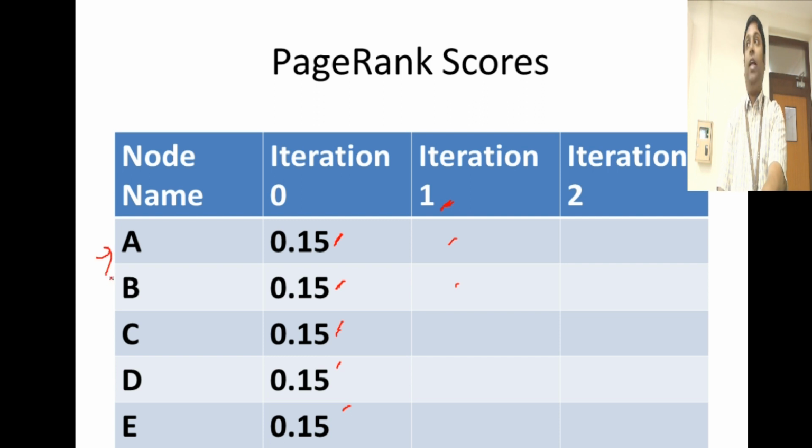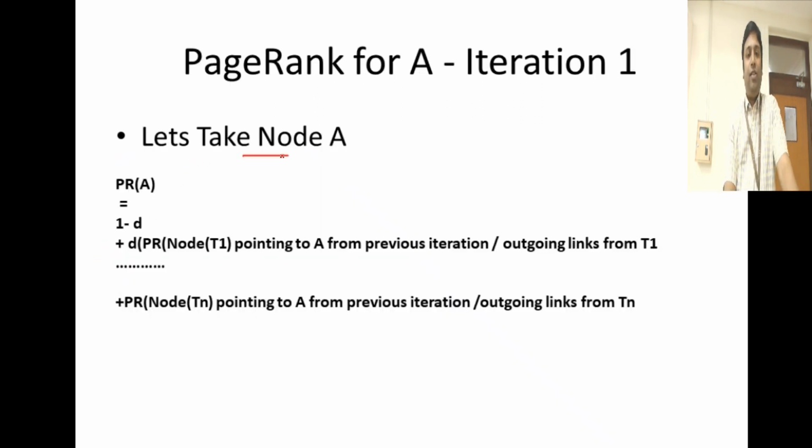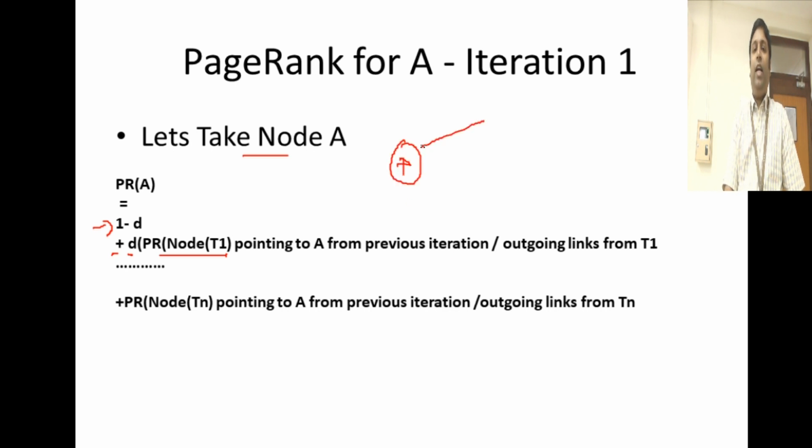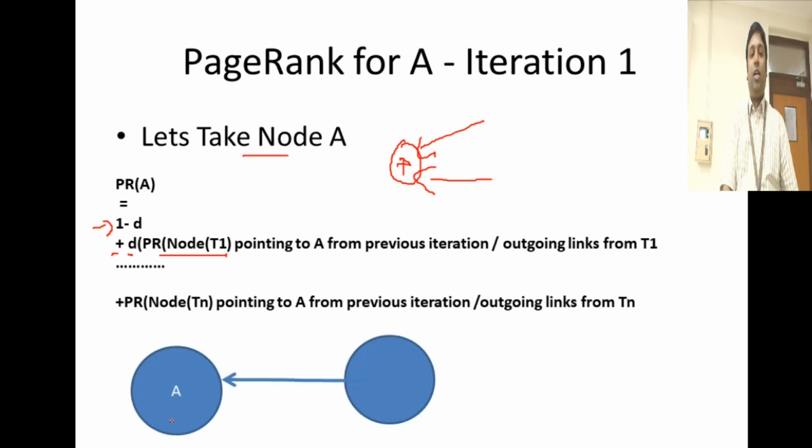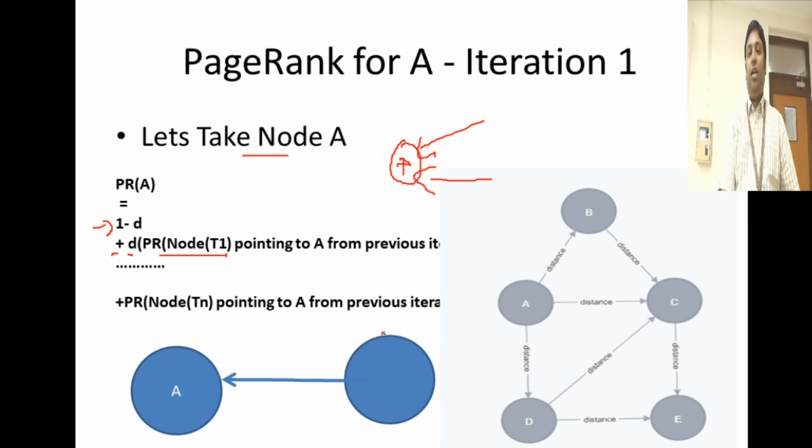So now we'll go to iteration 1. We'll start with node A. What is the PageRank for node A? It is defined as 1 minus d plus d into the PageRank of node T1 pointing to A from the previous iteration. So we take node A, and we have to identify all the nodes that are pointing to node A from the graph. So the first step is to find all the nodes that are pointing to A in the graph. Let's take the graph. What are the nodes that are incoming to A? Are there any relationships that are incoming to A? None of the relationships are incoming to A. So this entire part will be nothing, right? It is into 0, you can say.